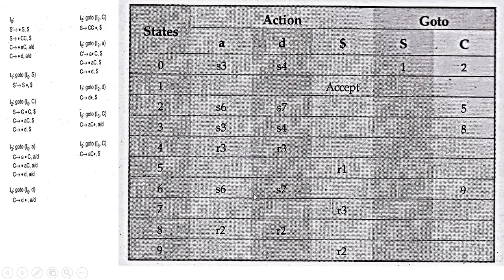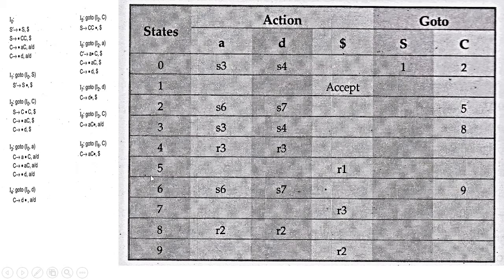So repeat in this process. You get R3 again for 7. If you see 7, C D dot, so it's R3, reduced over dollar. And under 8 again it is reduced, A C dot. This is line number 2. So we say R2 under A and R2 under D. And then lastly in I9 it is under dollar. This is also 2. So R2 under dollar.